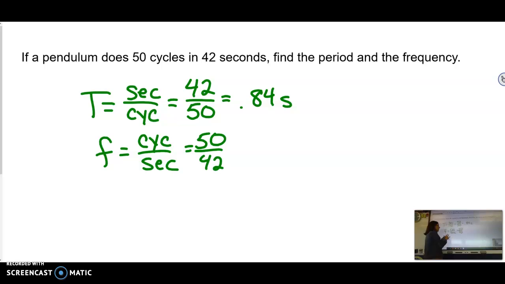If I want to do the frequency, I'm going to do it the other way around. It's cycles over seconds. So you just need to know which one goes on top. So that would be 1.19. And the unit for frequency, of course, is hertz.